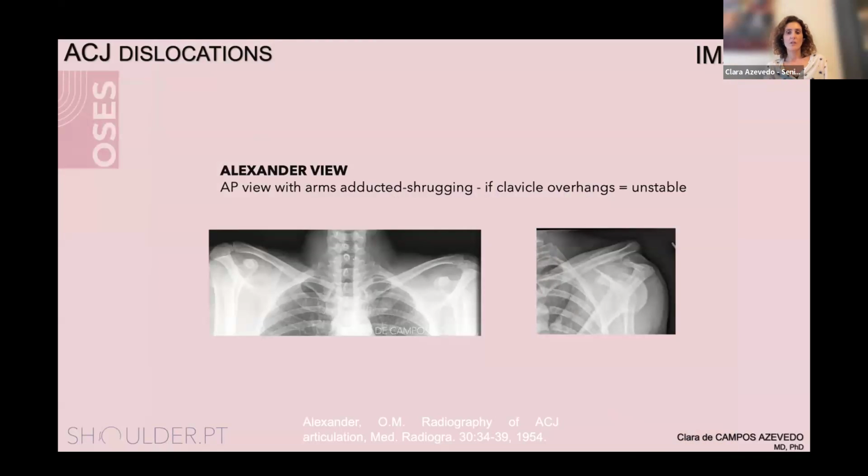So this was a small explanatory slide about what the Alexander view is, and if you want to read about it, it's a paper from 1954.